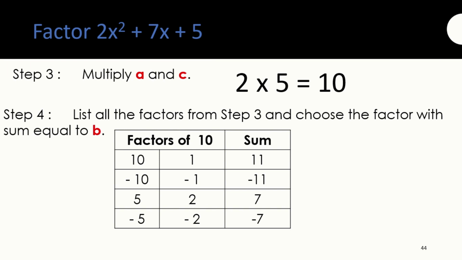Pwede rin natin gamitin yung negatives niya. Negative 10 times negative 1. So, we will have negative 11. Then, 5 times 2 is 10. Pag ini-add naman natin siya, we have 7. So, ganun din yung negatives niya. Negative 5 times negative 2, we have negative 7. So, dito, ang kukunin natin yung mag-i-equal sa positive 7. So, we have here 5 and 2.